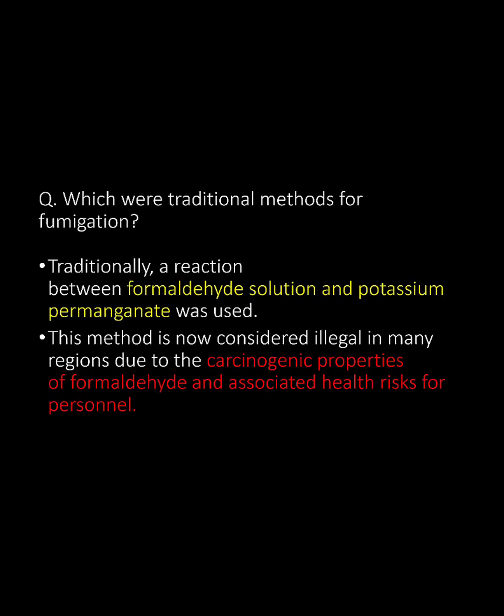Which were the traditional methods for fumigation? Traditionally, a reaction between formaldehyde solution and potassium permanganate was used. This method is now considered illegal in many regions due to the carcinogenic properties of formaldehyde and associated health risk for personnel.